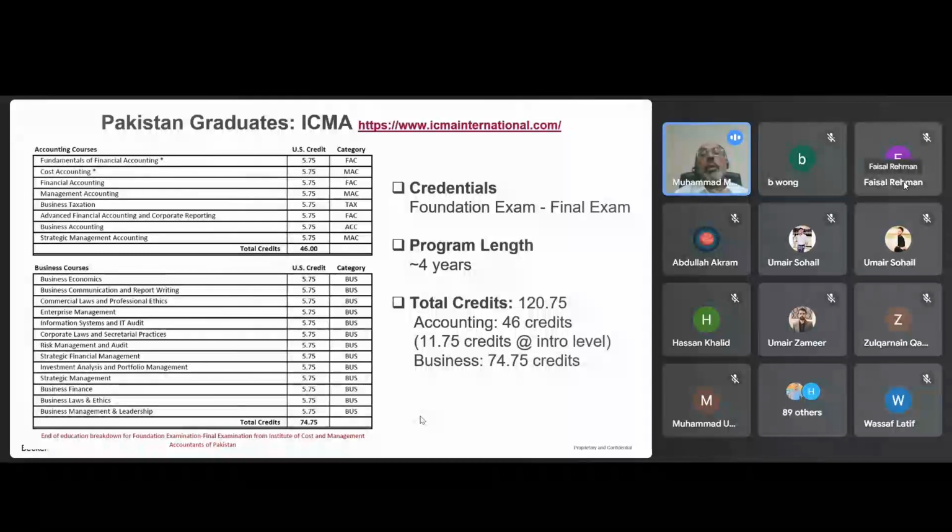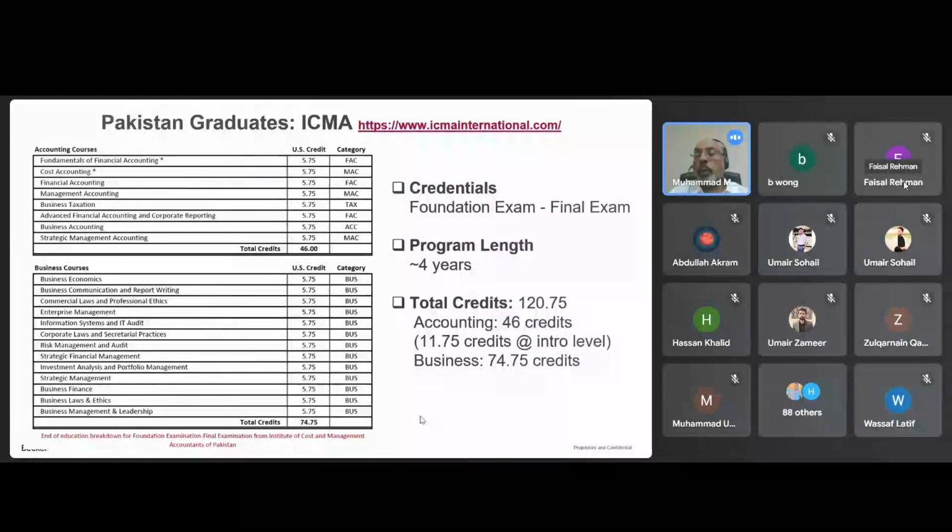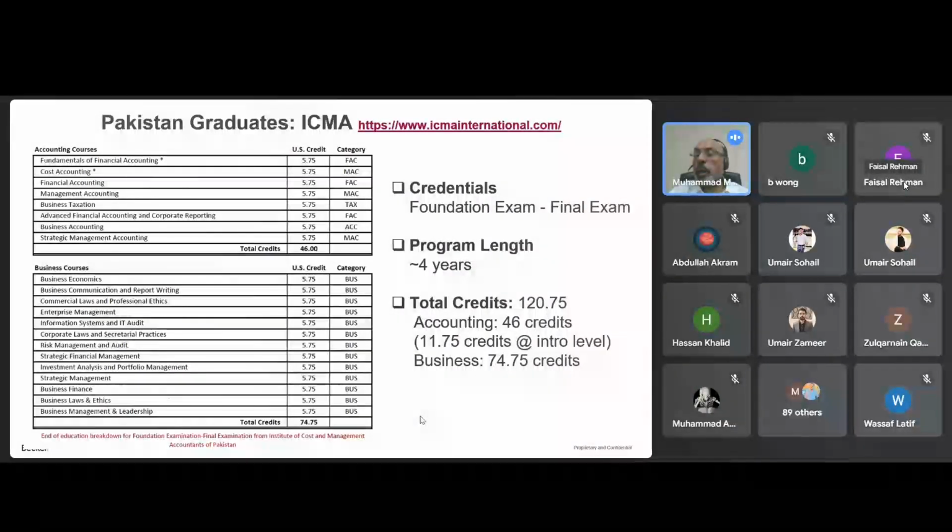Okay, so this is the ICM position. They get around 120 credit hours. And again, in accounting, 46 credit hours, out of which 11.75 is introductory and lower level, and the rest are upper level, the requirement of any state.